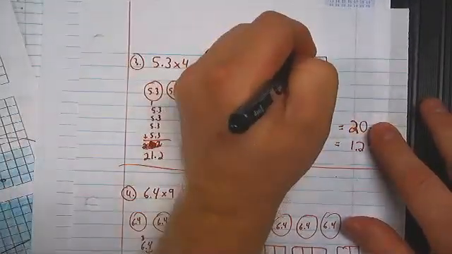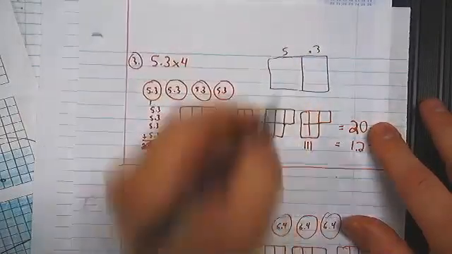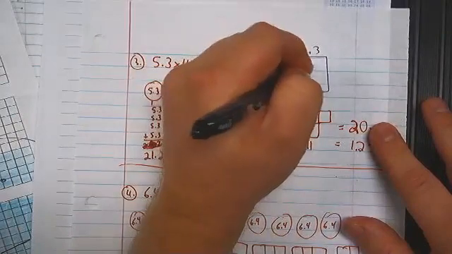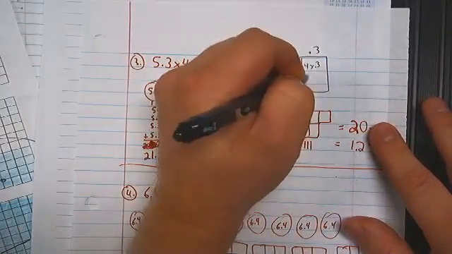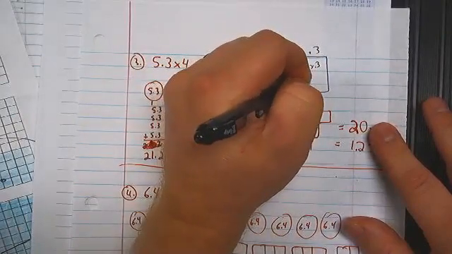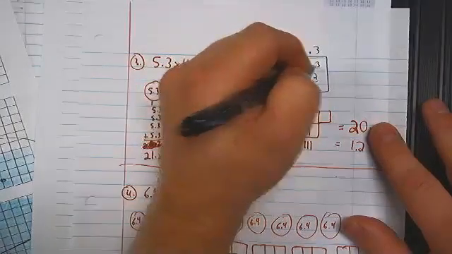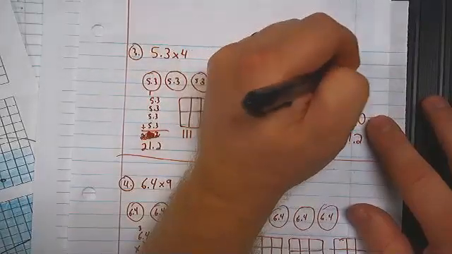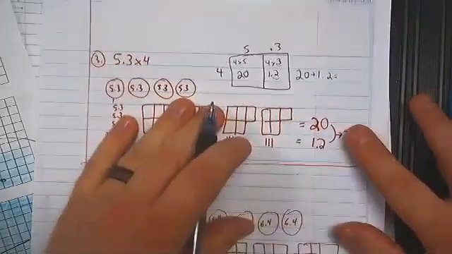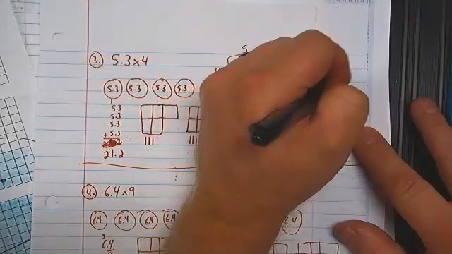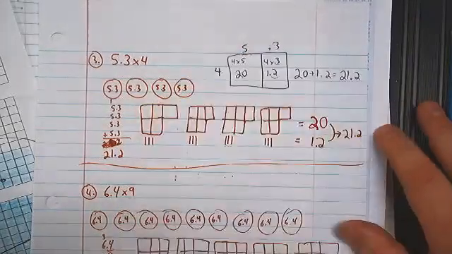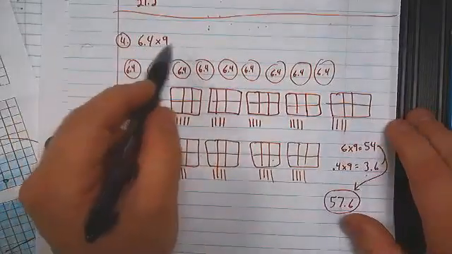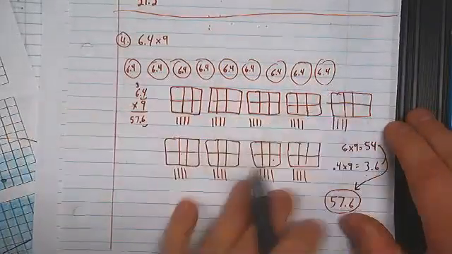5 3/10 times 4. So 4 times 5 is 20. 4 times 3/10 is 12 tenths, which is 1 2/10. Just remember, we got to move that decimal over 1. So add that up. 20 plus 1 2/10 is going to get me 21 2/10. Okay, same thing in each one. The last one, 6 4/10 times 9. So that's 9 groups of 6 4/10.